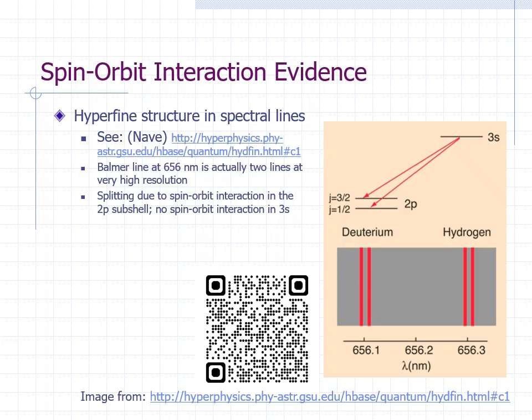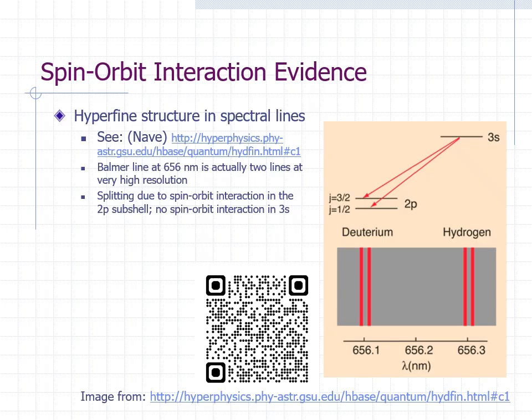In contrast, there is no spin-orbit interaction in the 3s, since the orbital angular momentum for an s orbital is 0. So what we are seeing here is a direct manifestation of the coupling between orbital motion and electron spin, leading to slightly different energy levels and therefore slightly different photon energies.